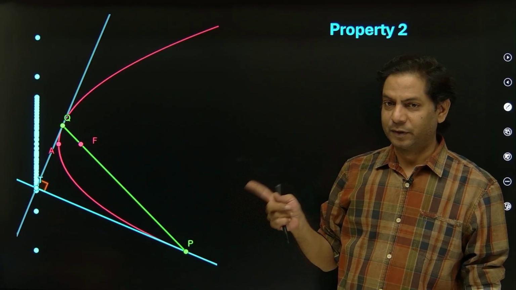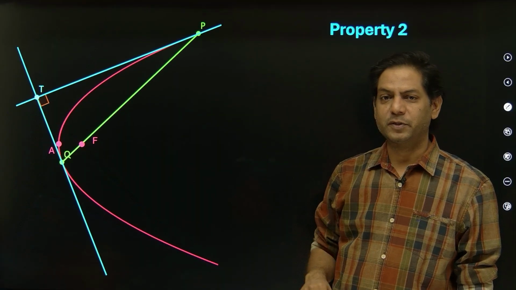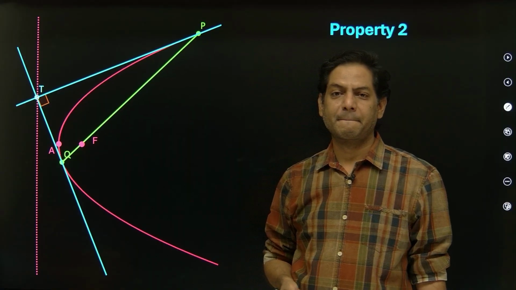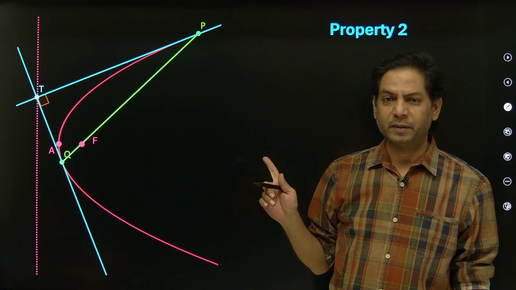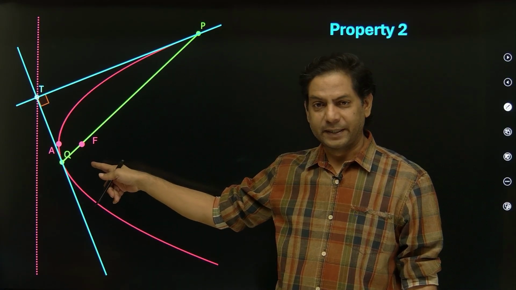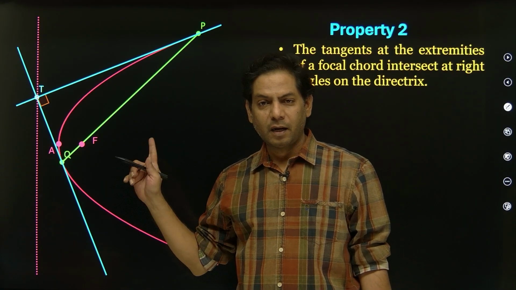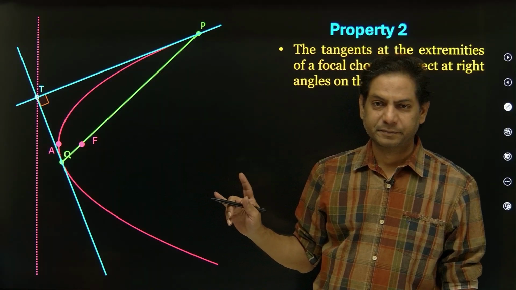If you were also thinking the same thing, then you are absolutely right. This point T always lies on the directrix. So, point to remember: the tangents at the endpoints of a focal chord intersect at right angle on the directrix of the parabola.